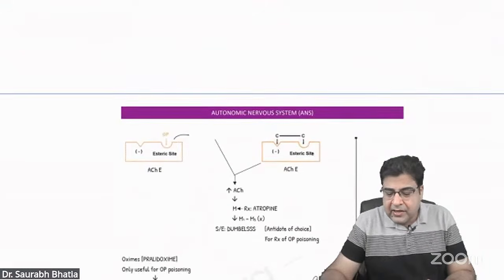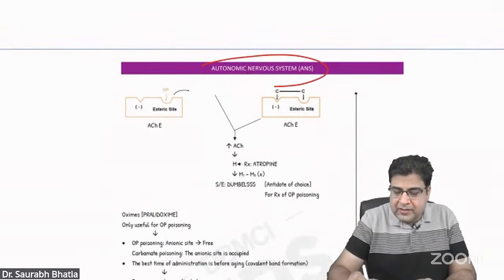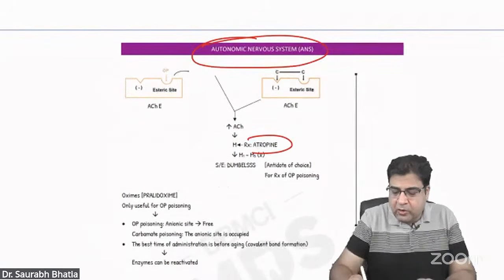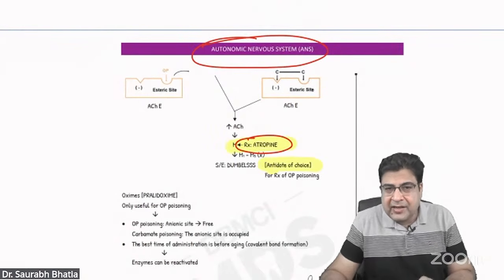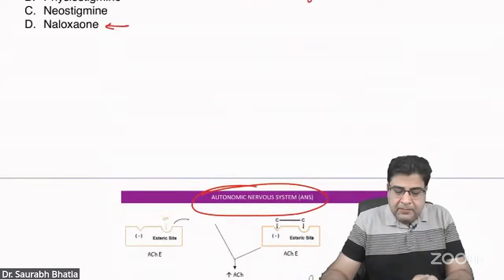And this is again taken directly from our notes. You can see this is the autonomic nervous system notes, and we have discussed atropine. It's mentioned there that atropine is the antidote of choice. So it's a clear-cut answer directly taken from our notes.